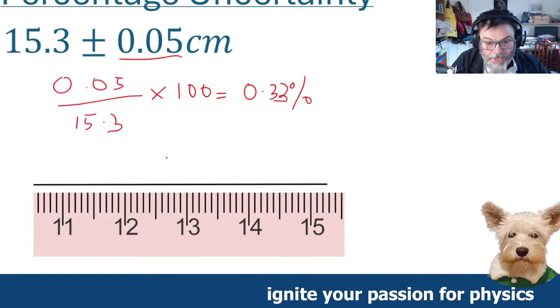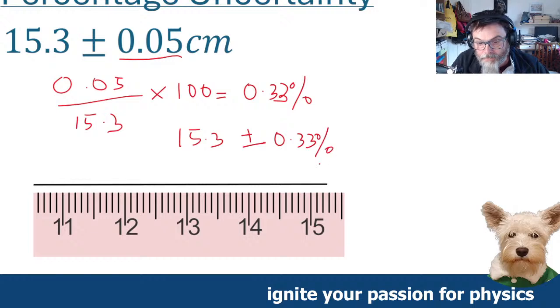So in other words, we can say that this reading could also be written as 15.3 plus or minus 0.33%. In other words, 0.33% of the actual value. So that's the percentage uncertainty, and you need to be really good at going backwards and forwards between the two. Which is obviously not that difficult. Just take care with your significant figures here.